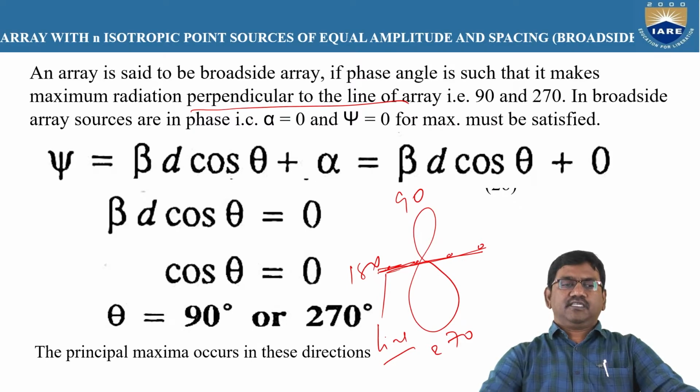As we have seen from the expression psi is equal to beta d cos theta plus alpha, here the phase angle is assumed as 0.